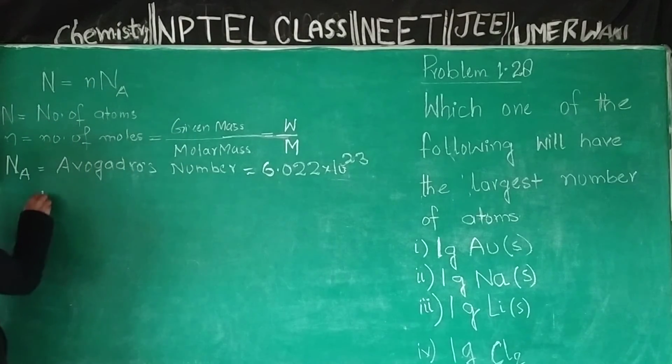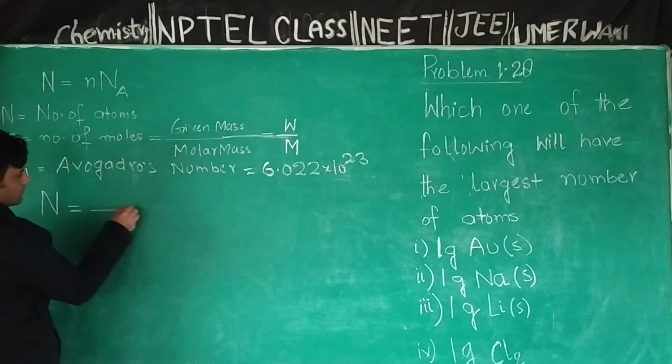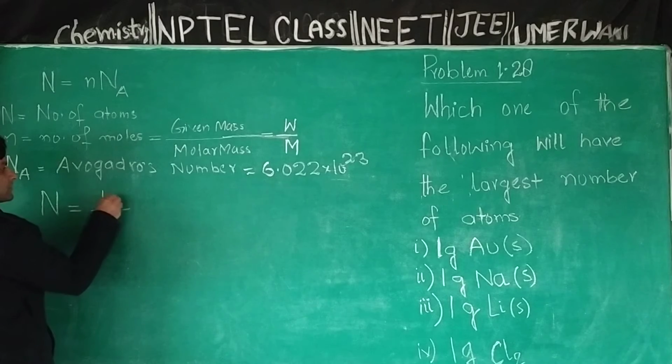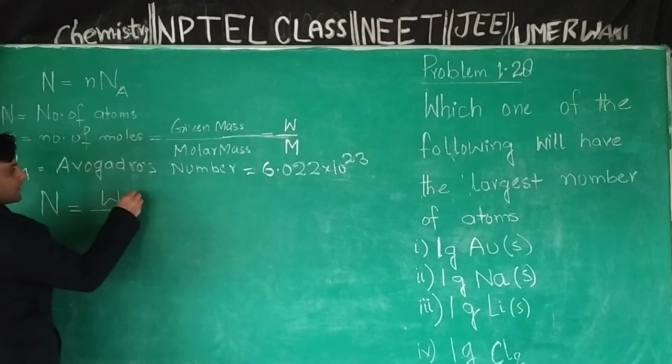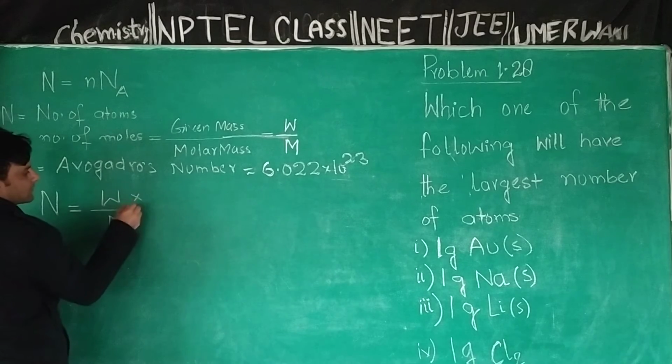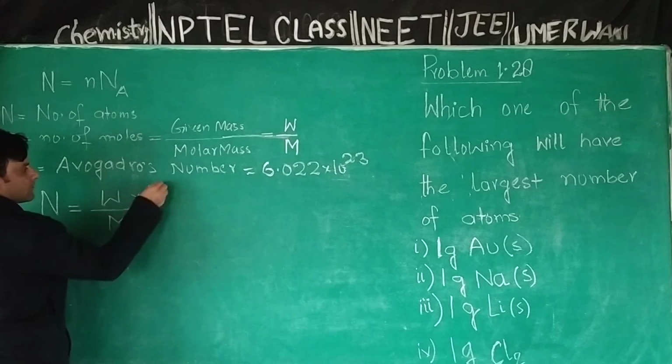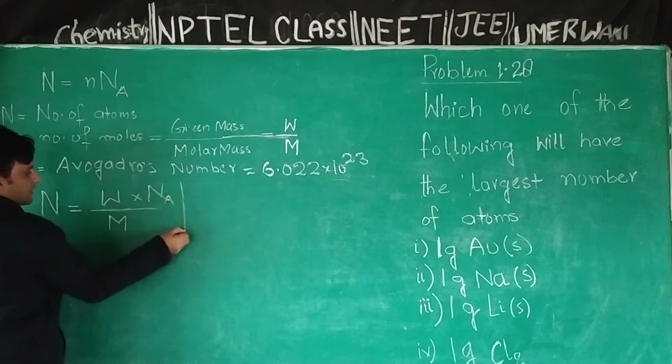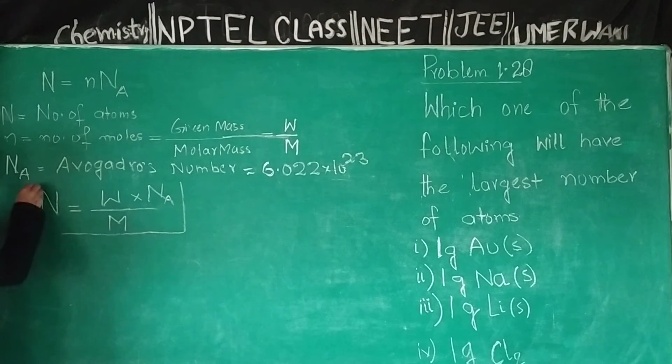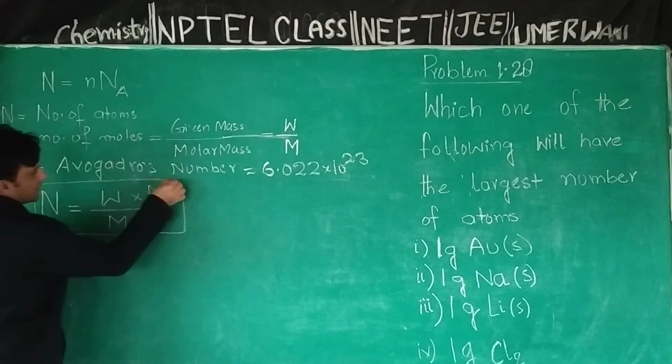Therefore the equation I will get is capital N is equal to given mass, which I will represent by W, divided by molar mass, which I will represent by capital M, multiplied by Avogadro number, which I will represent by Na. This is the exact form of the above equation which I need to use here.